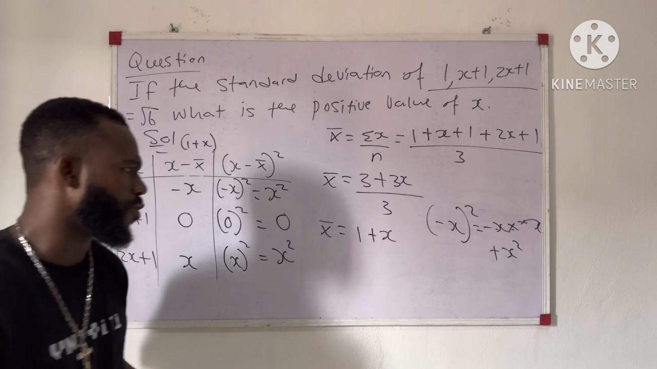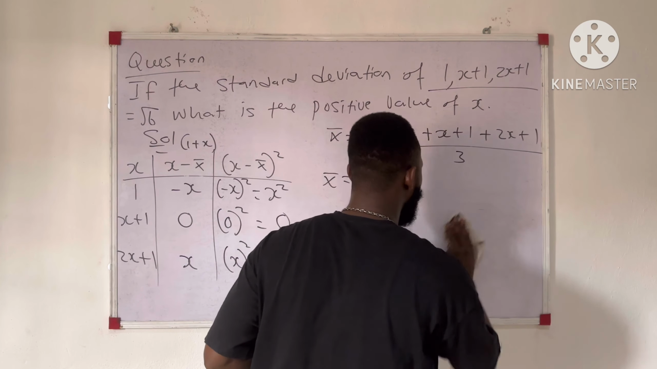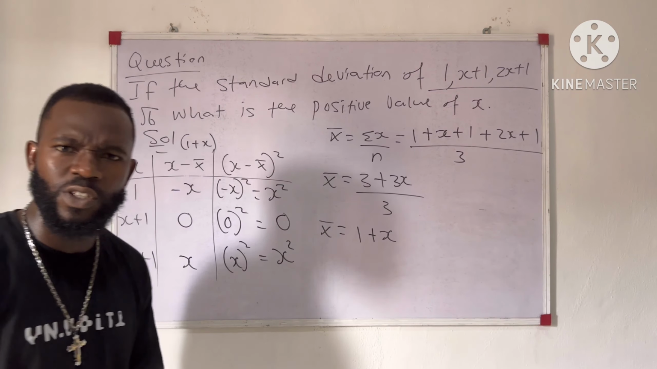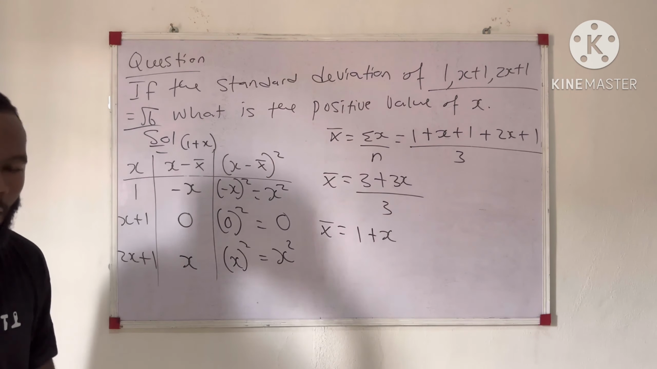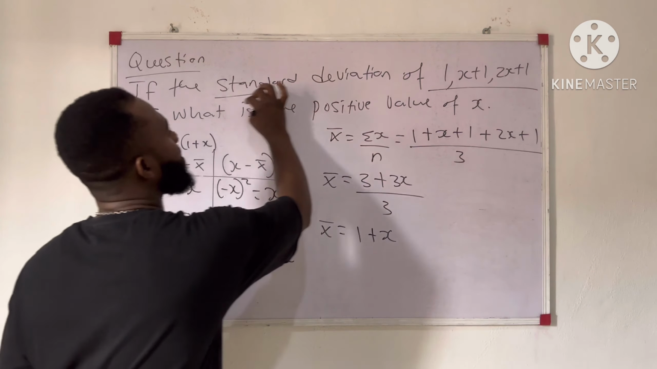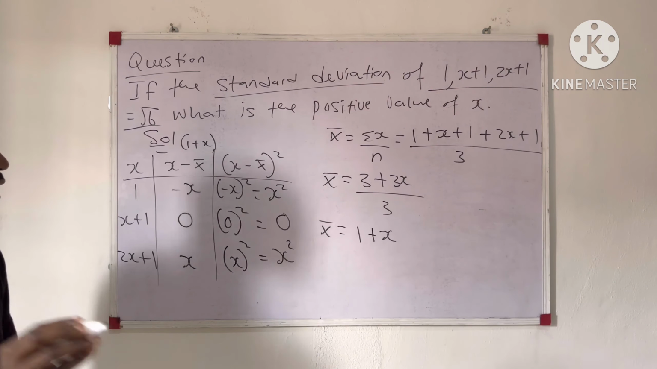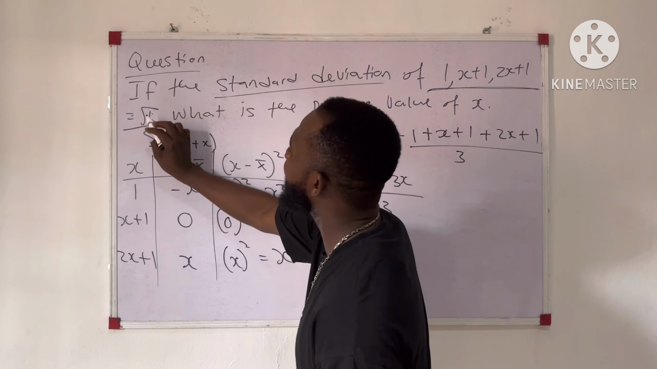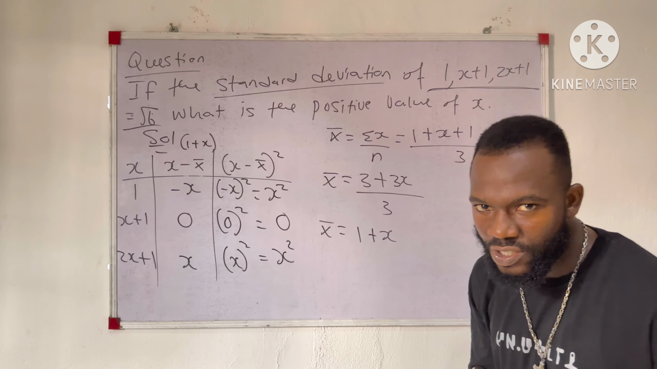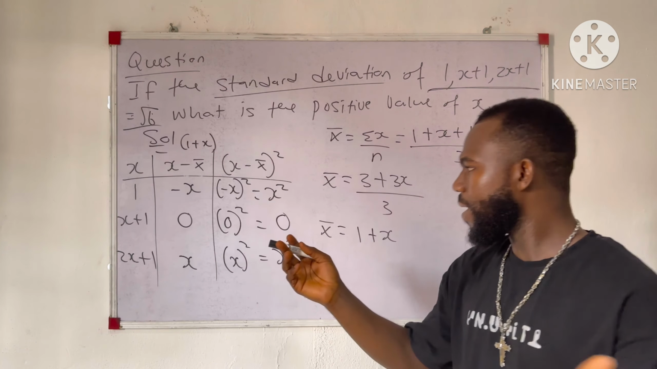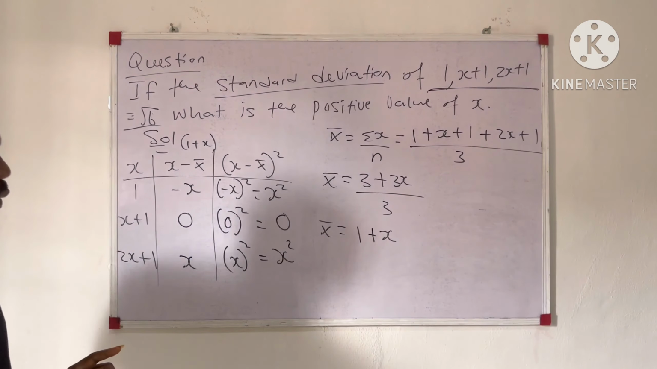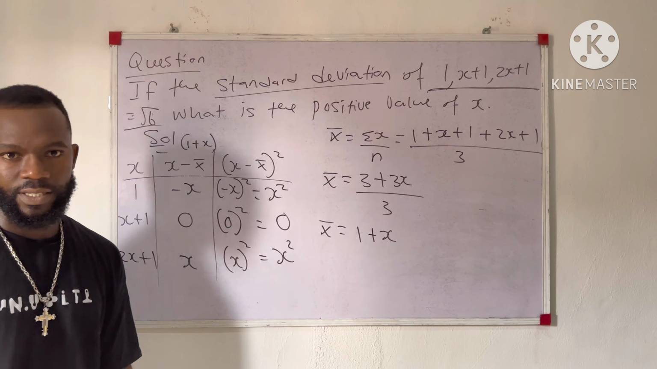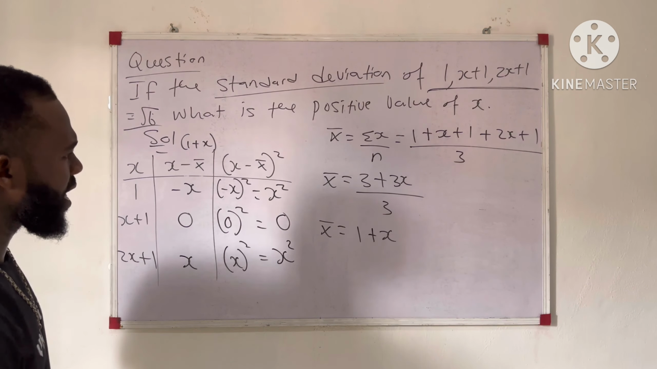Okay, let's get back to the question. Don't forget we are told to find the positive value of x. Now, apart from this data given to us, something else was given to us. What was that? Root 6. And who is the owner of root 6? Standard deviation. Because the question reads, if the standard deviation of this is this. So the owner of root 6 is standard deviation. So right about now, let us bring out the formula, since we now know our variance.